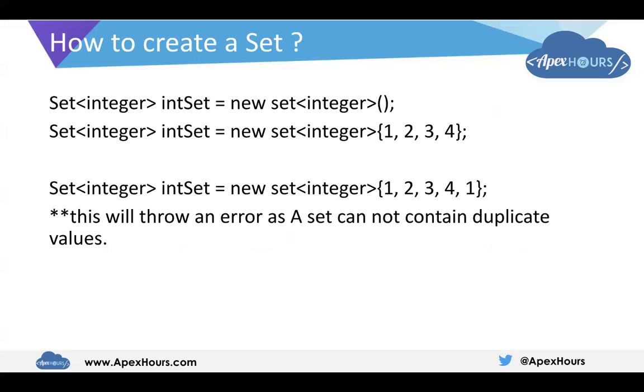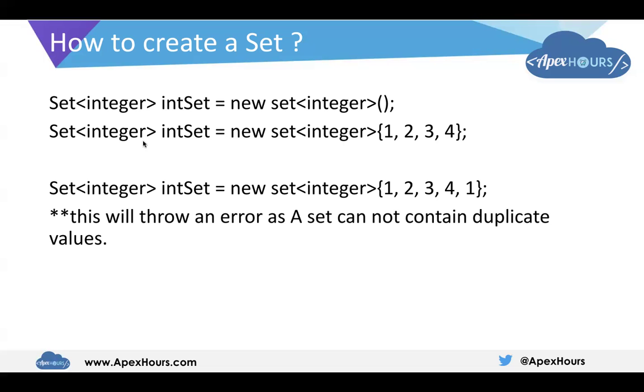How to create a set? Creating a set is the same as creating a list. You just need to replace the list keyword with set. So here we are creating a set of integer. Int set equals new set of integer. It will create an empty set with no values. Here, set of integer int set equals new set of integer, and in curly braces we are entering 1 2 3 4. So this int set is always used to store integers only. Why? Because we have specified the data type here.